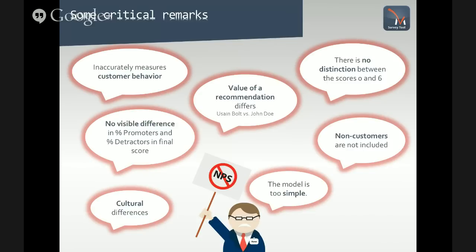Another difference is if you have a whole bunch of zeros or a whole bunch of 6s, there's no distinction in Net Promoter Score for that. Everyone is just lumped together between 0 and 6. So while its simplicity is what makes it so attractive, it's also a limitation of it.